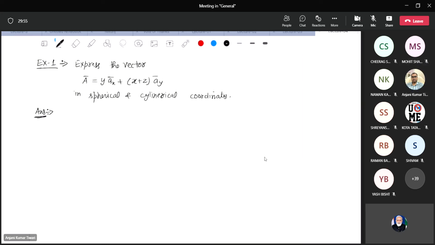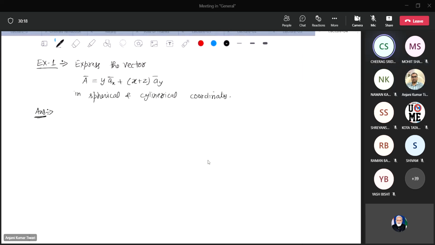Yes, because this is what you have to do in many of the problems. You have a field, a vector in one coordinate system, and sometimes you want to transform that into spherical or cylindrical coordinates. So how do we start this problem?